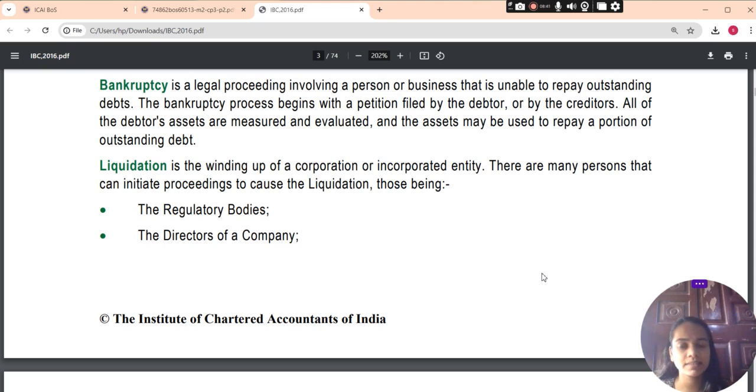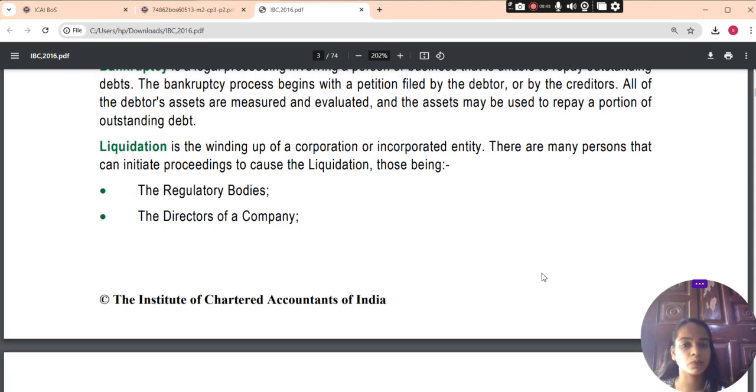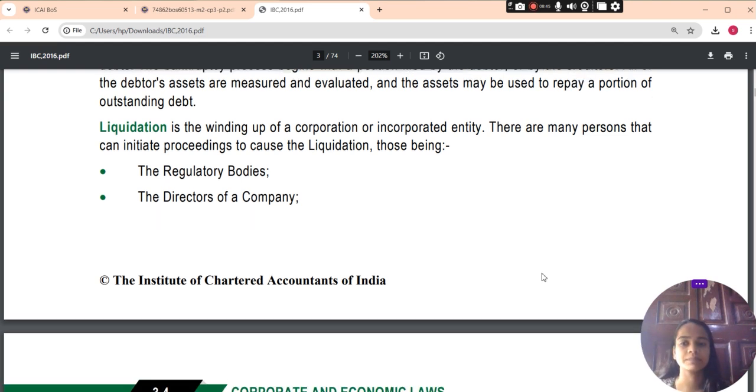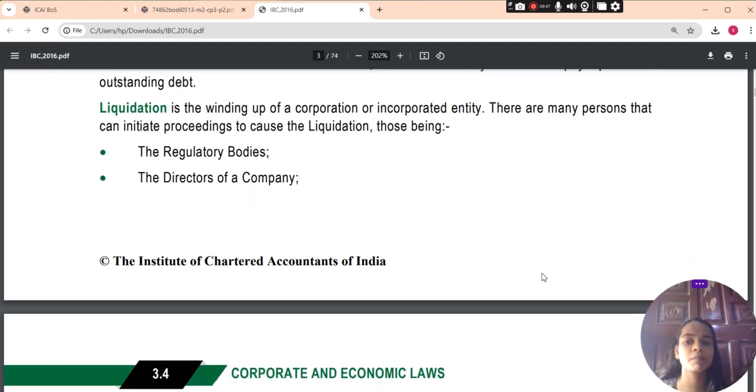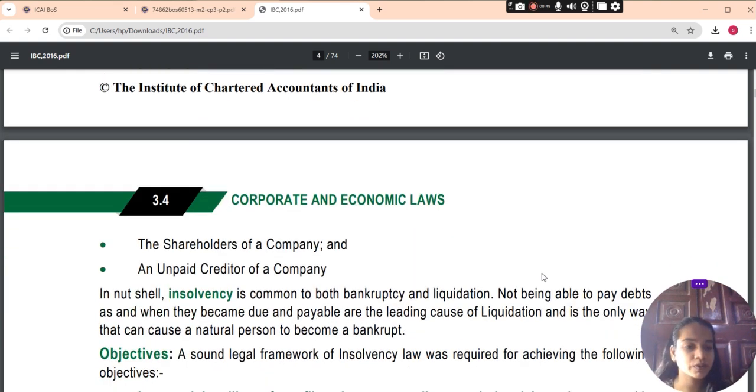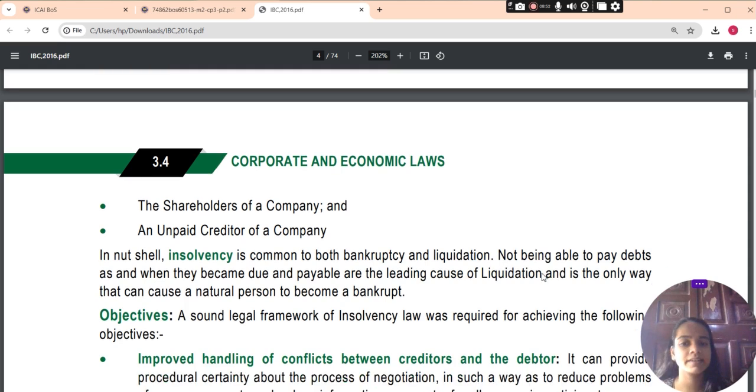There may be many persons that can initiate proceedings to cause the liquidation, those being the regulatory bodies, the directors of a company, the shareholders of the company, and unpaid creditors of a company.